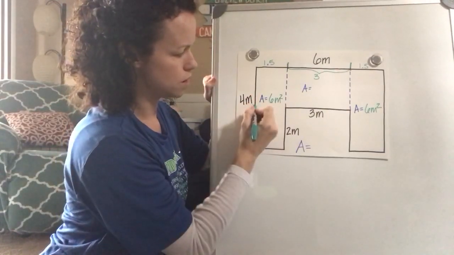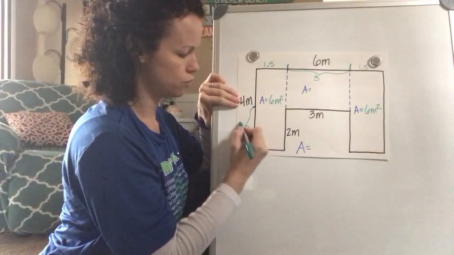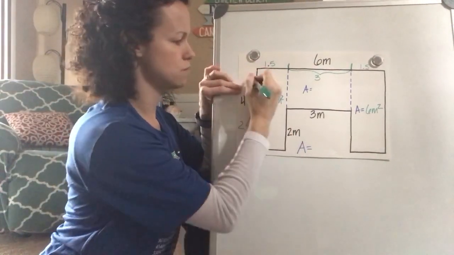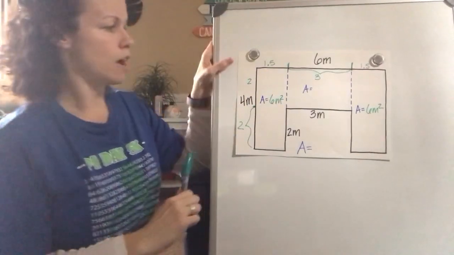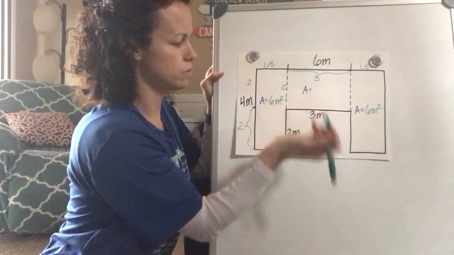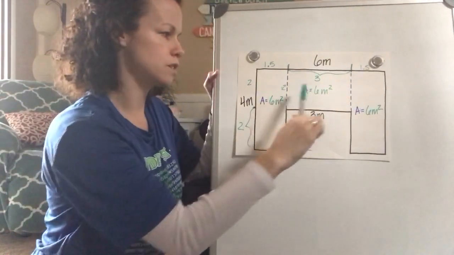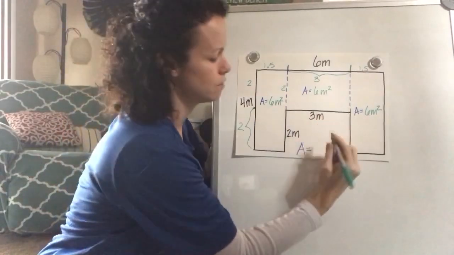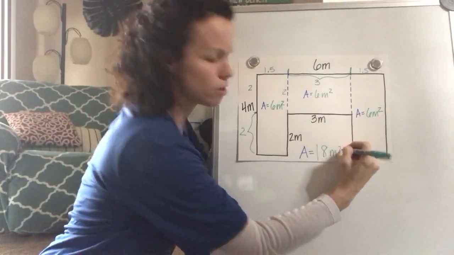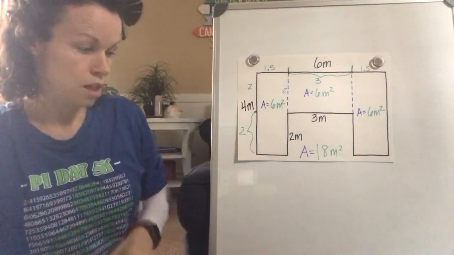And I know from here to here is 2, because this is. So from here to here, 4 minus 2 is 2. So I'm looking at this also being 2. So 3 times 2 is 6 meters squared as well. So 6 plus 6 plus 6 gives us a whole area of 18 meters squared. I'm pretty sure that's what we got on our last one too, right? Let's hope so.